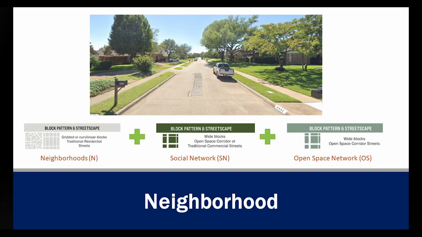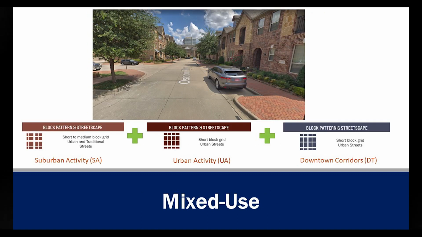Streets in the neighborhood context would be reflective of the surrounding suburban and residential land uses. Mixed-use streets would focus on creating energetic places. Designs here include narrower travel lanes, shorter blocks, on-street parking, and wide sidewalks.